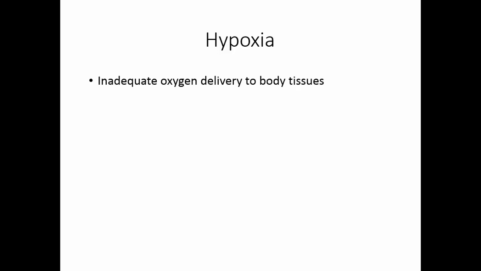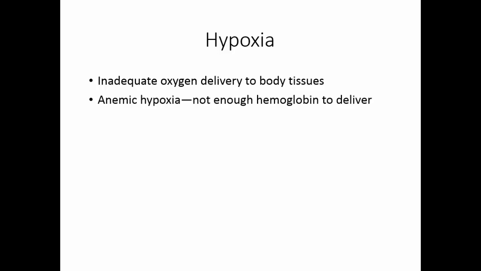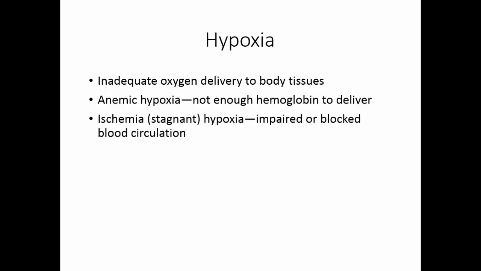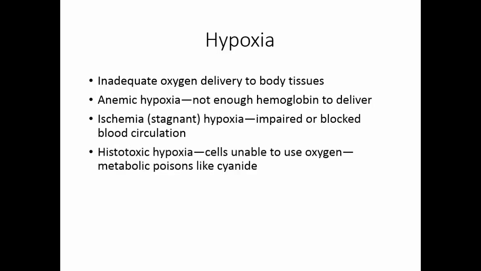Hypoxia is inadequate oxygen delivery to the body tissues. There are several types of hypoxia. Anemic hypoxia occurs when there's not enough hemoglobin to deliver the oxygen. Ischemia or stagnant hypoxia occurs if there's impaired or blocked blood circulation. Histotoxic hypoxia occurs if the oxygen is delivered, but the cells are unable to use oxygen.